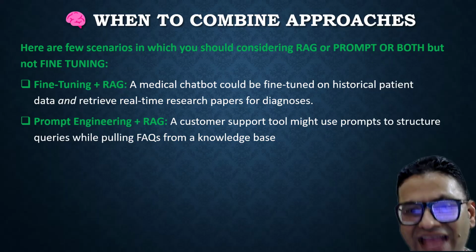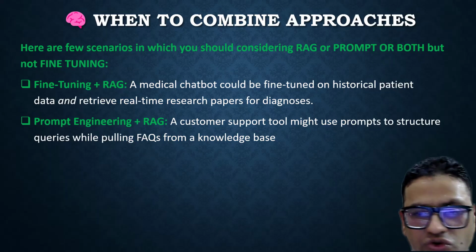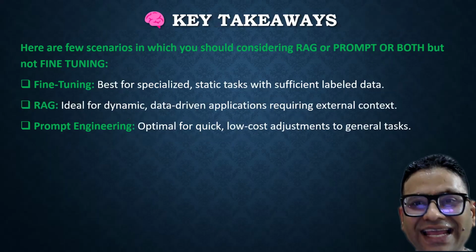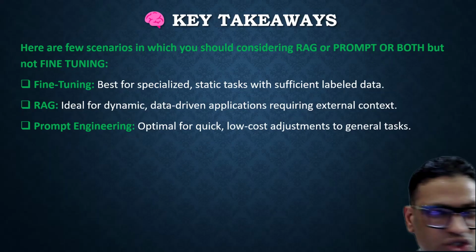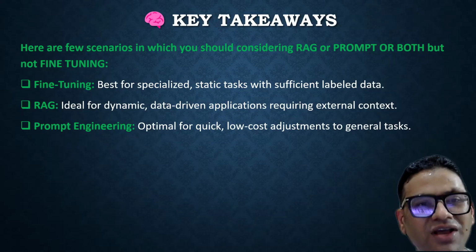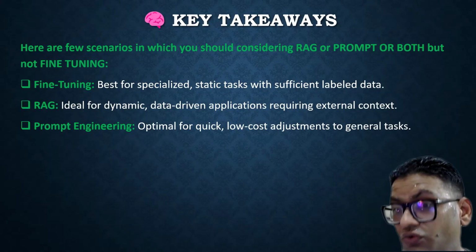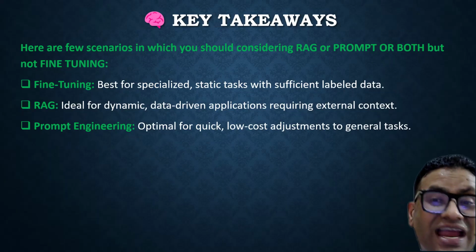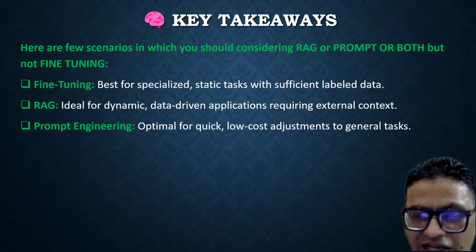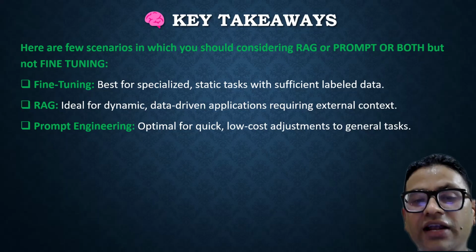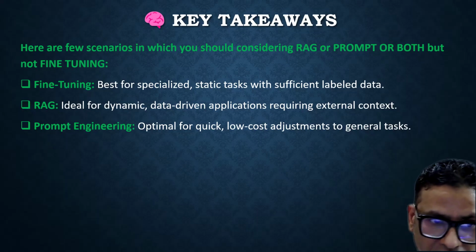Prompt engineering plus RAG: a customer support tool might use a prompt to structure queries while pulling FAQs from the knowledge base, which is quite understandable. So the key takeaways from this explanation so far: fine tuning is best for specialized static tasks with sufficient labeled data. We have to keep in mind that we need enough labeled data, because we are going to use supervised learning to fine tune the already trained large language model, right?